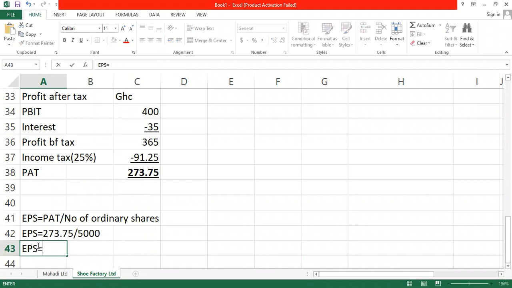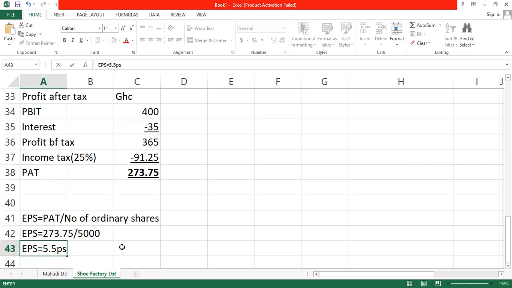0.055. Let's put it in pesos. So that will be 5.5 pesos. Okay, 5.5 pesos, isn't it? 5.5 pesos.